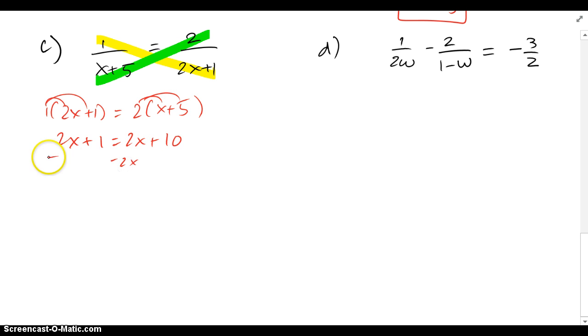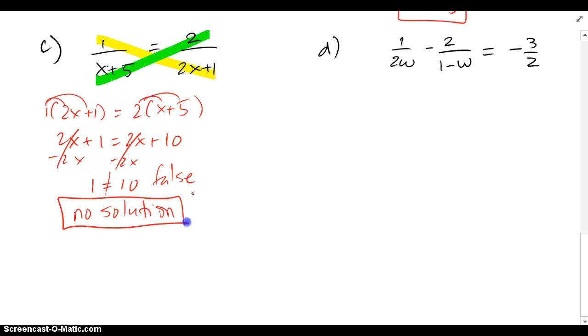And then I subtract 2x from both sides, and I get 1 equals 10, which is clearly not the case. That's false. So it leads me to believe that this problem has no solution. Remember, anytime you get a false statement in the process of solving an equation, there isn't going to be a solution to that equation. So this one has no solution. I don't have to go any further.